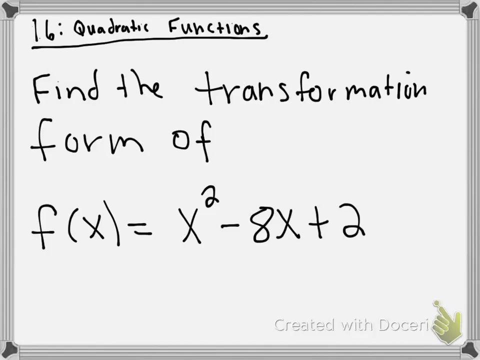Hello everybody. Today we're going to do some examples finding the transformation form of a function by completing the square. So let's start by looking at a function f of x equals x squared minus 8x plus 2.